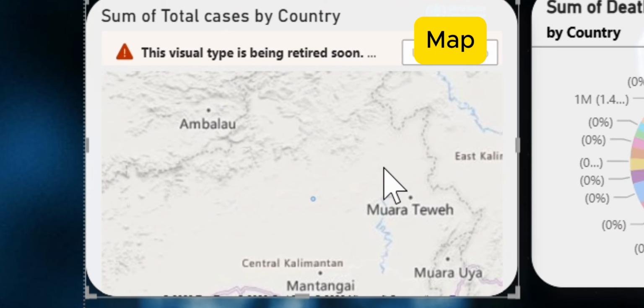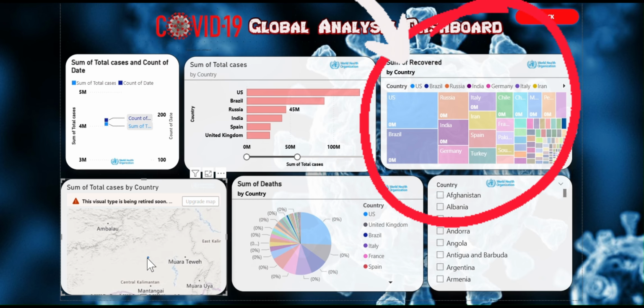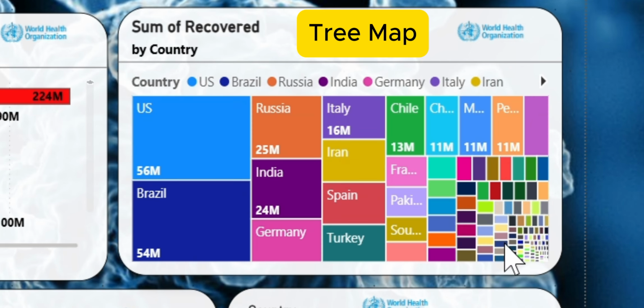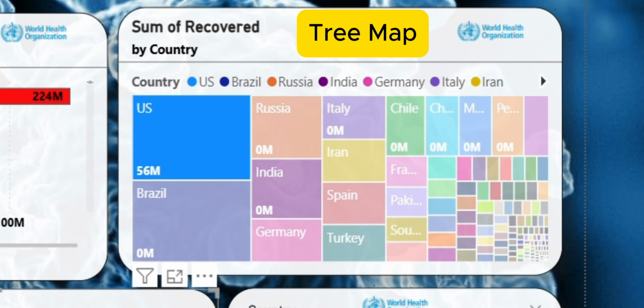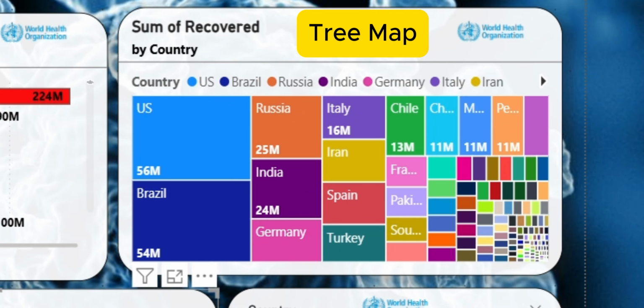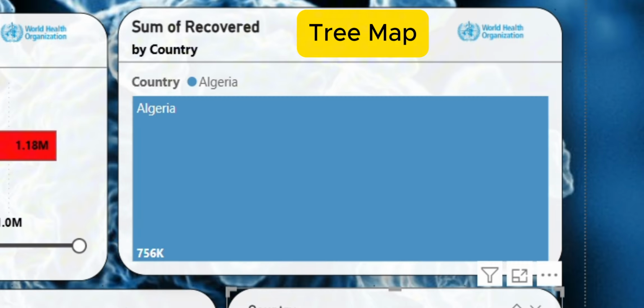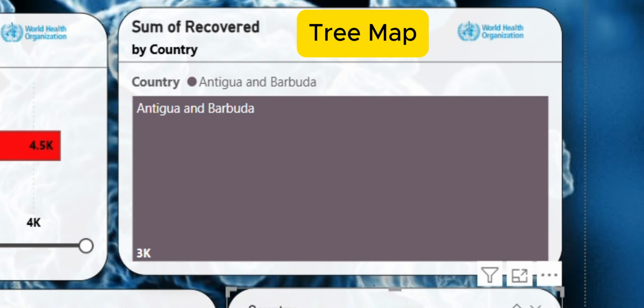The next one is the tree map. Here is a tree map, which shows proportional comparison within the data. The sections are differentiated with different colors, and their sizes represent the relative magnitude of the values. The larger blocks indicate a larger contribution to the overall dataset. This visualization helps users quickly compare the proportions and identify the dominant categories.